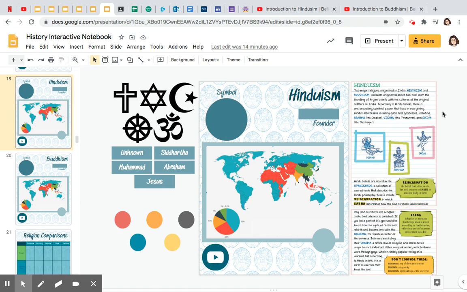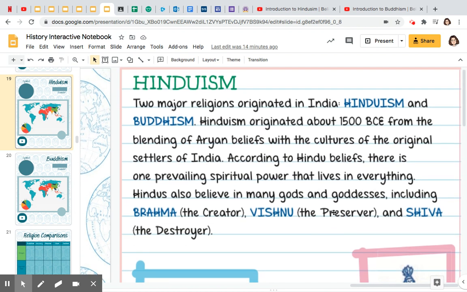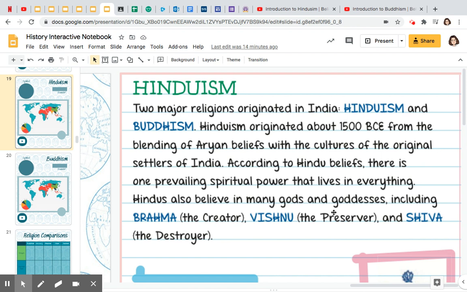Okay. So talking about Hinduism, we're going to zoom in and read on our slide. We are on slide 19. Hinduism. Two major religions originated in India, Hinduism and Buddhism. Hinduism originated around 1500 BCE, which stands for before current era, from the blending of Aryan beliefs with the cultures of the original settlers of India. According to Hindu beliefs, there is one prevailing spiritual power that lives in everything. Hindus also believe in many gods and goddesses, including Brahma, the creator, Vishnu, the preserver, and Shiva, the destroyer.